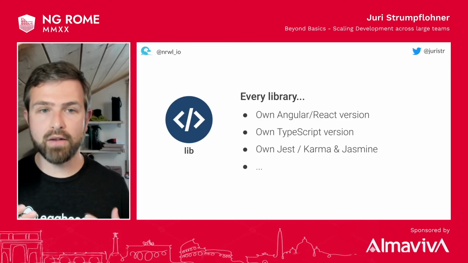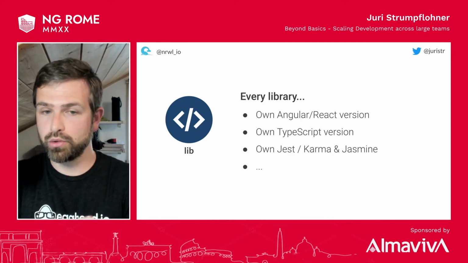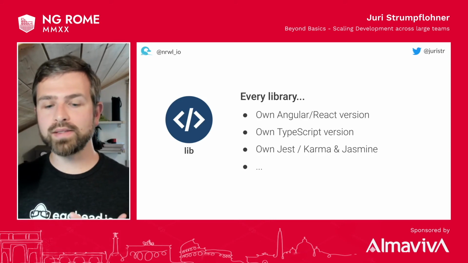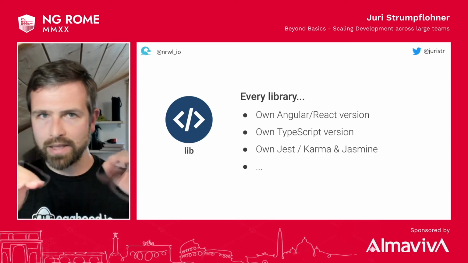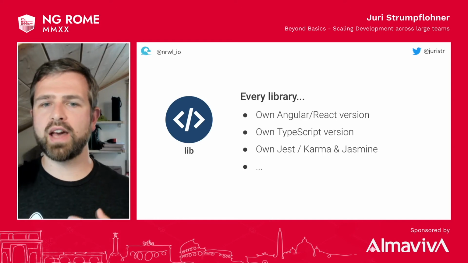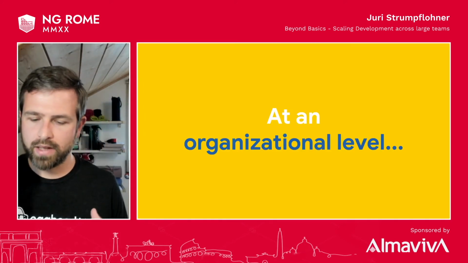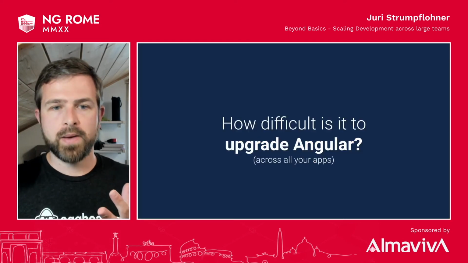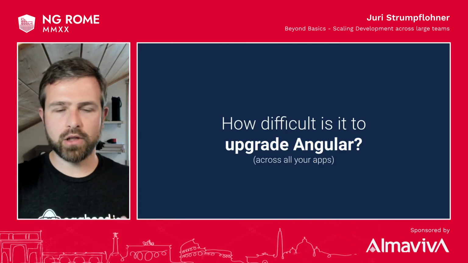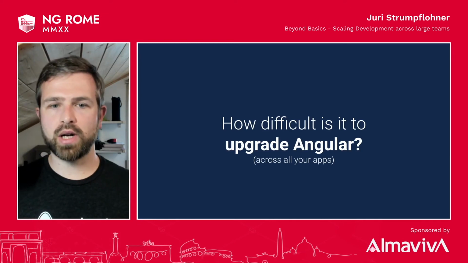Because in theory, every library here could have its own Angular or React version, or whatever framework you're using, its own TypeScript version, its own Jest, Karma, and Jasmine version. And not always is that guaranteed to be backwards compatible between each other, right? You might have some library using Angular 8 and another application already upgraded to Angular 10. And also, just think for a moment at an organizational level: how difficult is it for you to upgrade to the latest Angular version? Not just the application you're currently working on, but at the scale of the entire enterprise, within your organization.